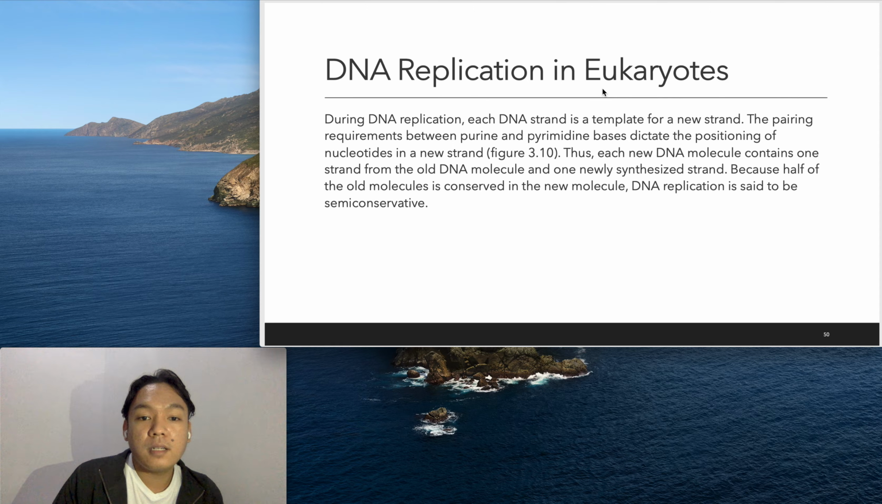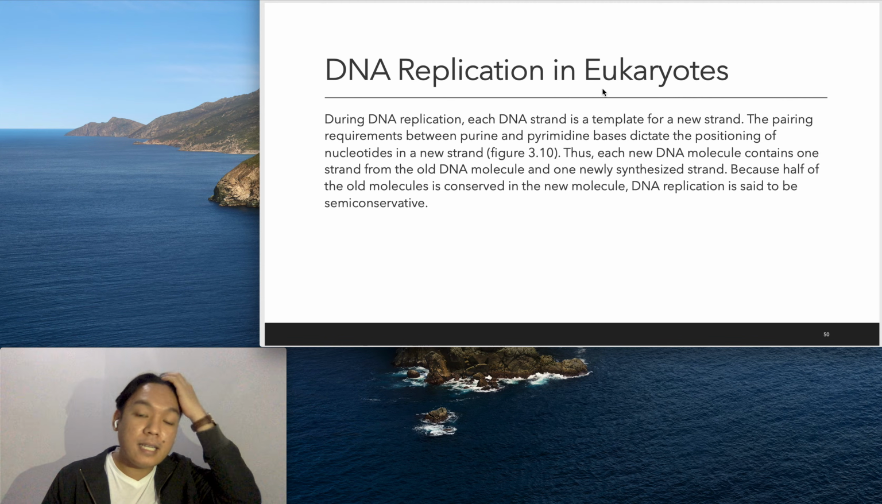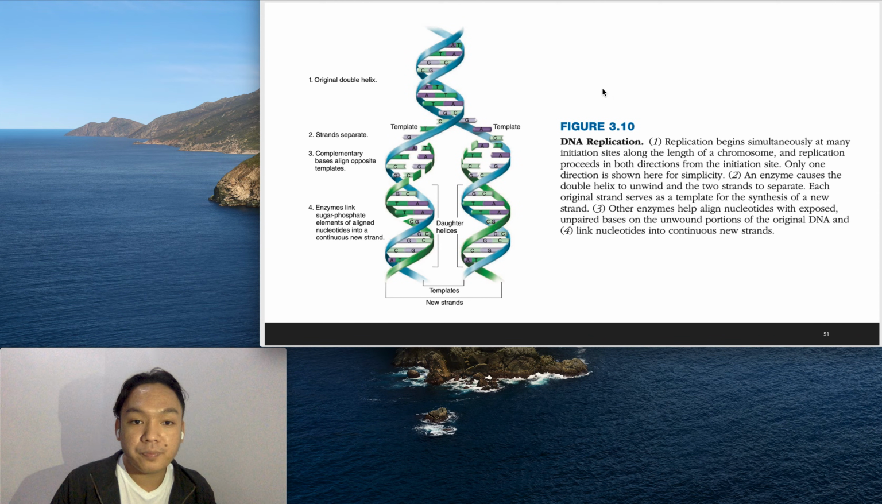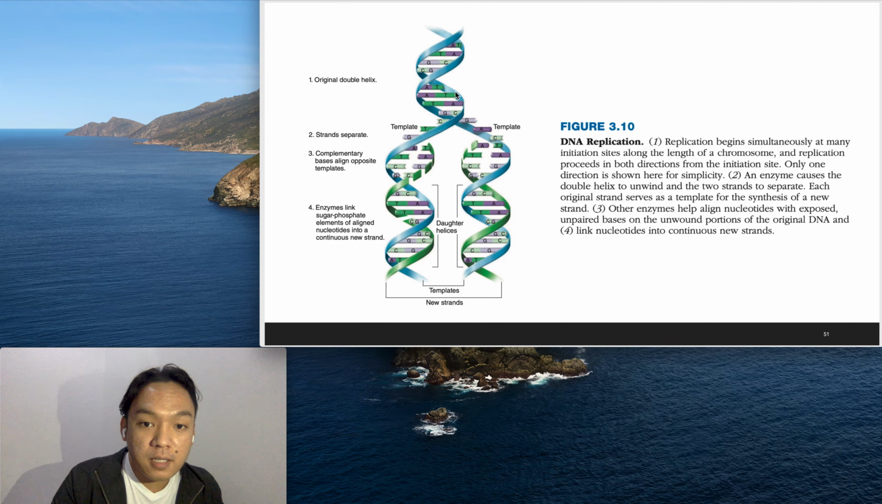So what about DNA replication? In eukaryotes, the DNA strand is a template for a new strand. We call it the parental strand, and the base pairs will dictate the positioning of a nucleotide in the new strand. Thus, each new DNA molecule contains half of the old molecule, which is conserved with the new molecule. So DNA replication is said to be semi-conservative. So this is the example. For the original double helix, this one is the daughter helices. This is your parental strand.